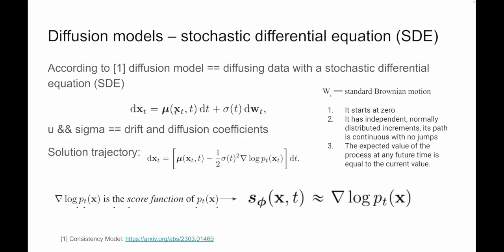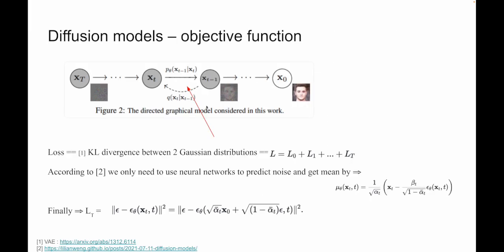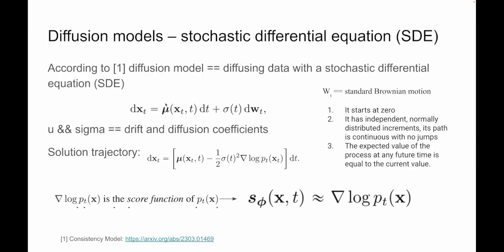So this is actually the same as before. This whole process can be seen as this SDE. The SDE is actually the forward process. We have a mu, we have a sigma, and we have a little time step dt, and another Wt, which is a standard Brownian motion. So the author described the forward process as an SDE.